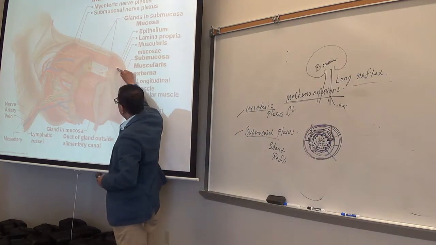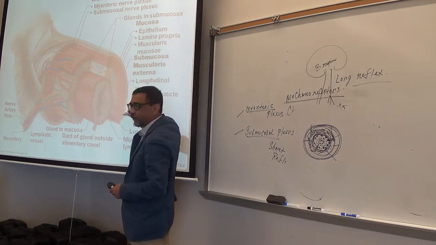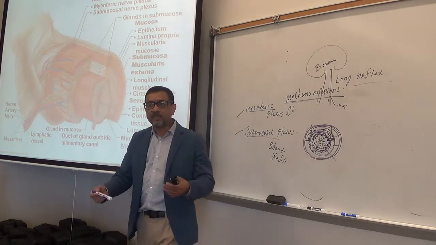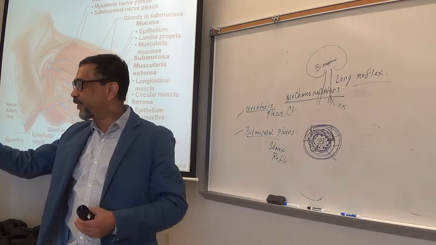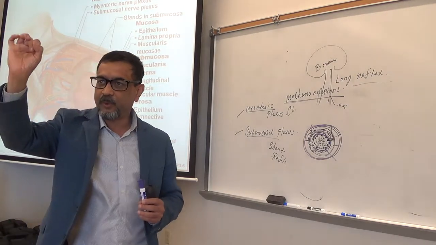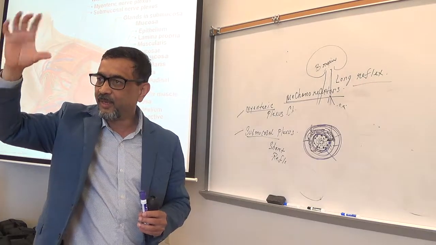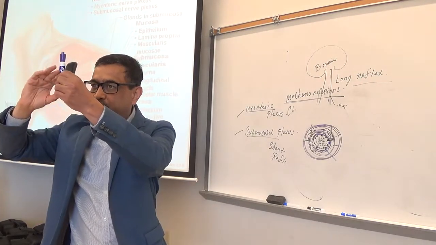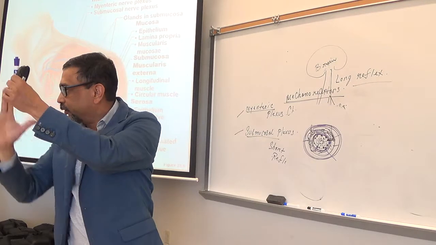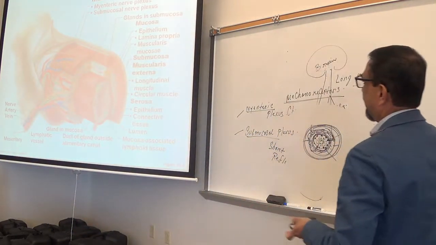Inner circular, and outer longitudinal. Make sense? And I have also explained that which one should be used for what purpose, right? To constrict the lumen, you have to use which one? The circular one. That makes sense, right? And to make the tube shorter, we need to contract the longitudinal fibers, okay? Both are important. Okay.